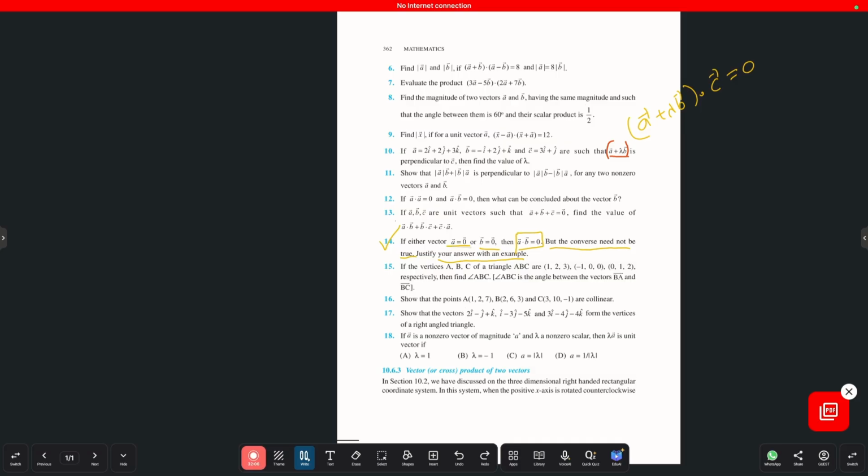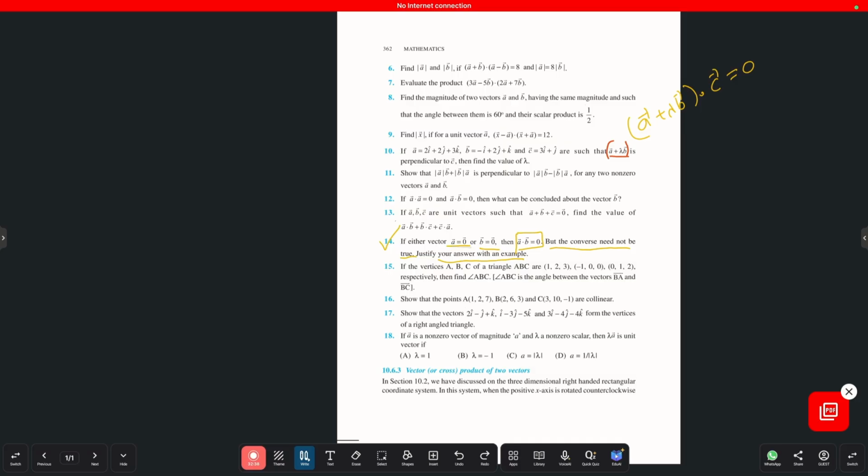Converse means the reverse statement. It means they are saying if A dot B is 0, then it is not necessary that A is 0 or B is 0. If A is 0, A dot B is always 0. If B is 0, A dot B is always 0. But if A dot B is 0, it is not guaranteed that A is 0 or B is 0. It means two non-zero vectors also can have dot product 0. And it is true because whenever vectors are perpendicular, the dot product is always 0.